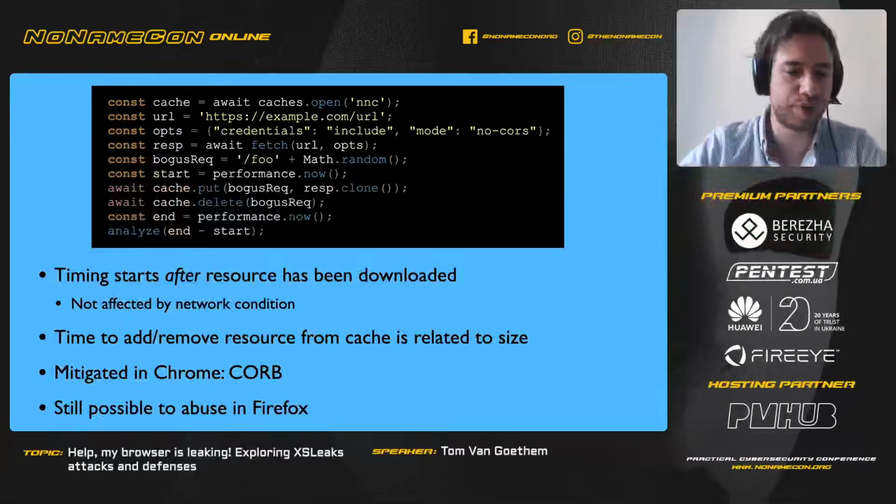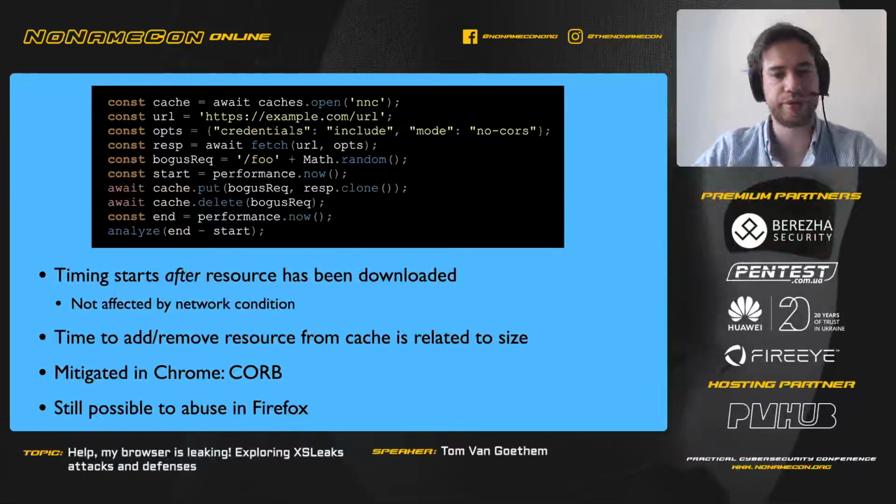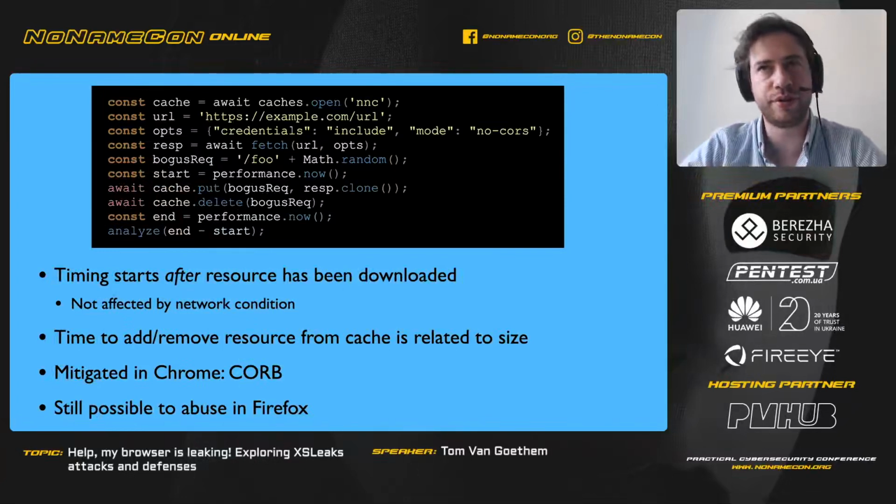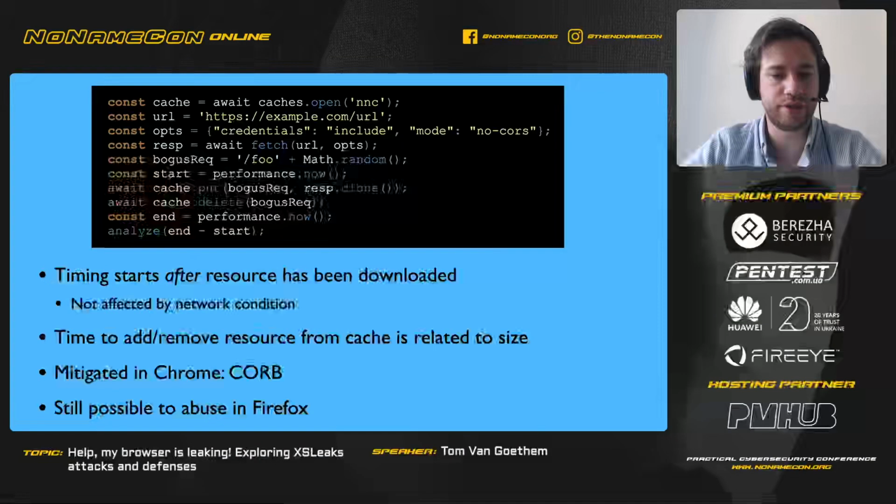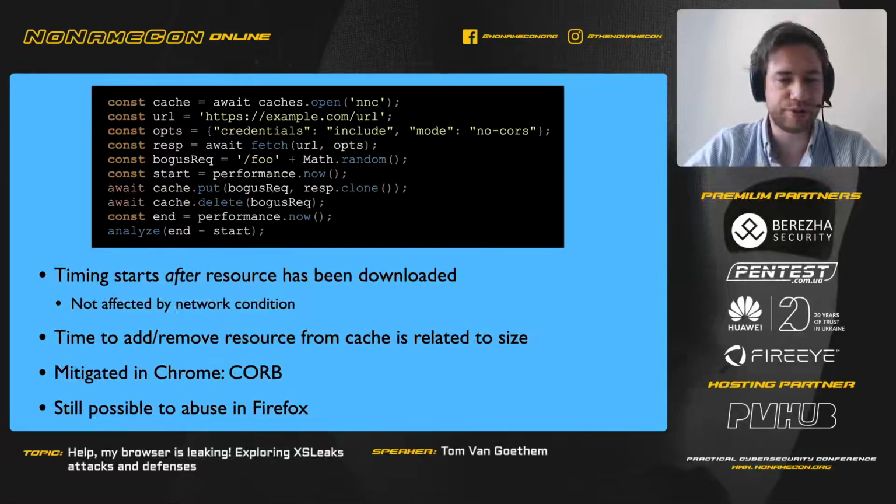In our experiments, we found that it was possible to get an estimate of around 5 kilobytes in the file size. And in Chrome, this again has been mitigated by the cross-origin read blocking mechanism. But unfortunately in Firefox, it's still possible to exploit this.